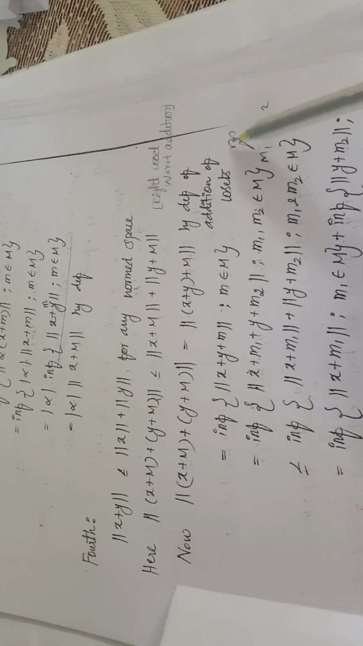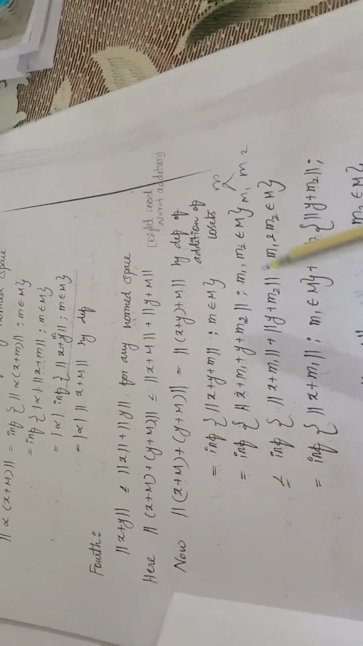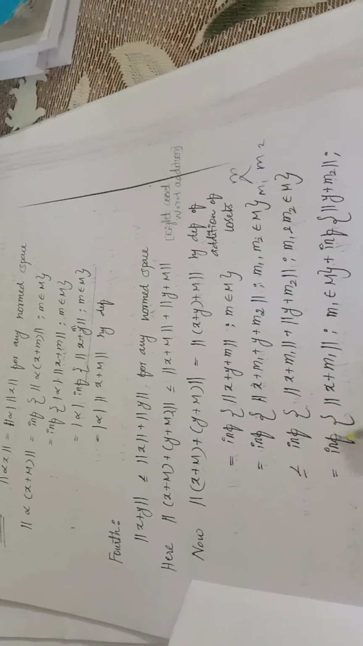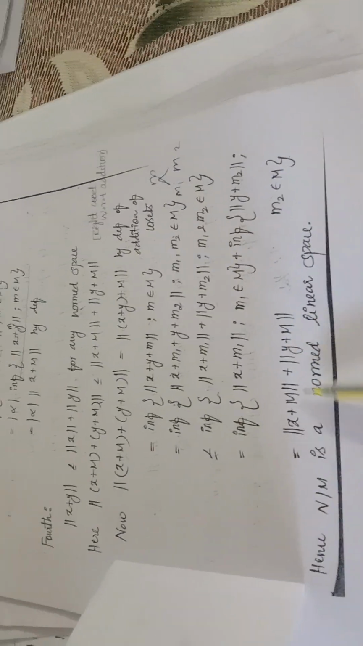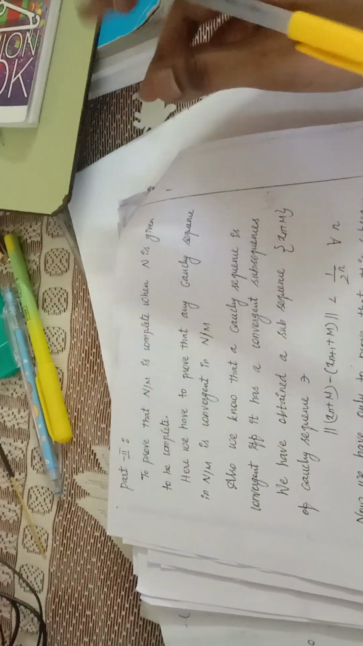In the above video, we know that m can be split into m1 and m2. Here we split: the norm of x plus m1 plus the norm of y plus m2, with m1, m2 belonging to capital M, is greater than or equal to the infimum. If we substitute the infimum of this term and the infimum of this term, we get the norm of x plus m plus the norm of y plus m. So N by M is a normed linear space. All the conditions of the norm definition are satisfied by x plus m, so N by M is a normed linear space.